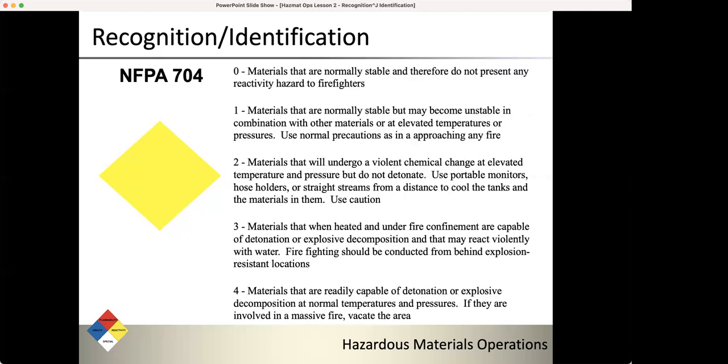Yellow is reactivity. 0 means they're normally stable and don't present any reactivity hazard to us. Number 4 is readily capable of detonation or explosive decomposition at normal temperatures and pressures, which is where we like to live, if they are involved in a massive fire. So don't touch it.